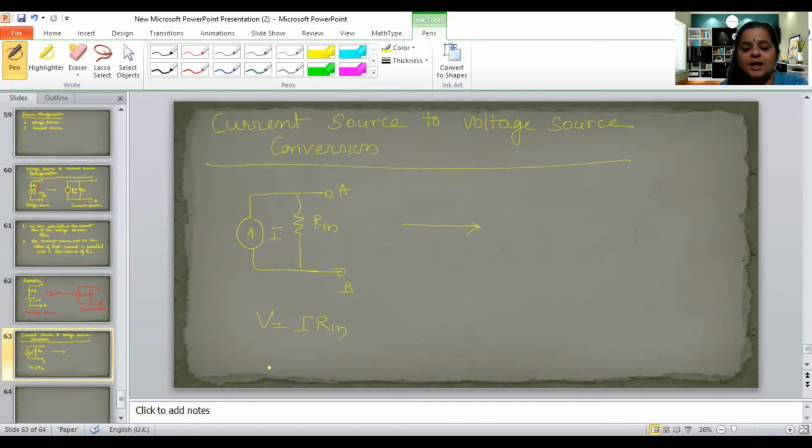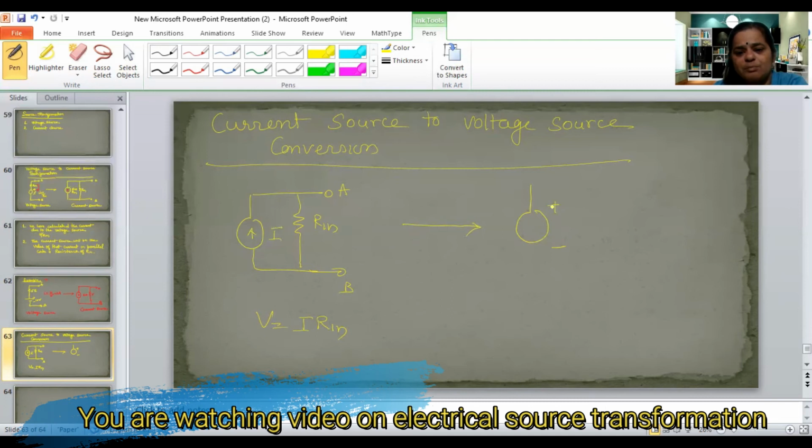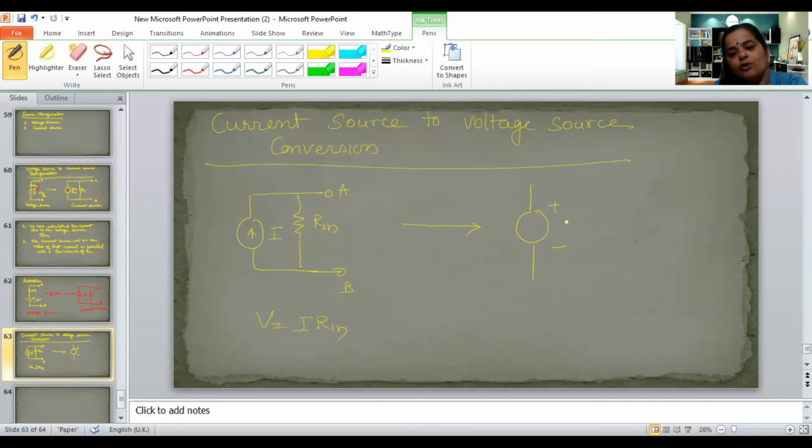That is I into Rin. That means this current source will be replaced by that value of voltage source. Again, this direction of current, upward direction, can only flow when the DC voltage has positive at the upper side and negative at the lower side. And what will be the value of this voltage source? That is V is equal to I into Rin.